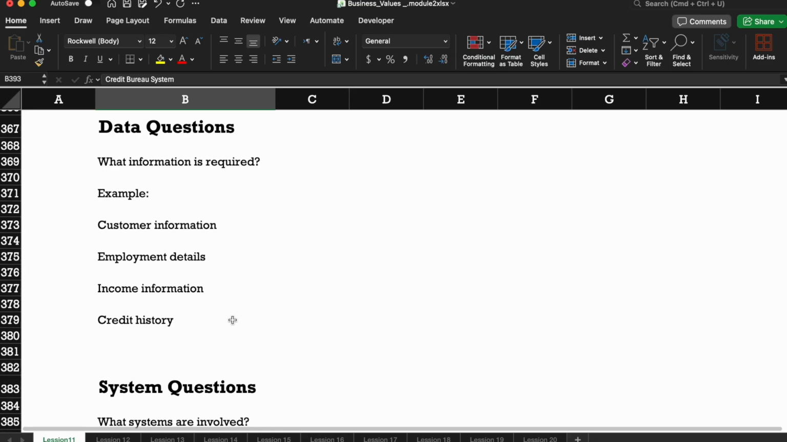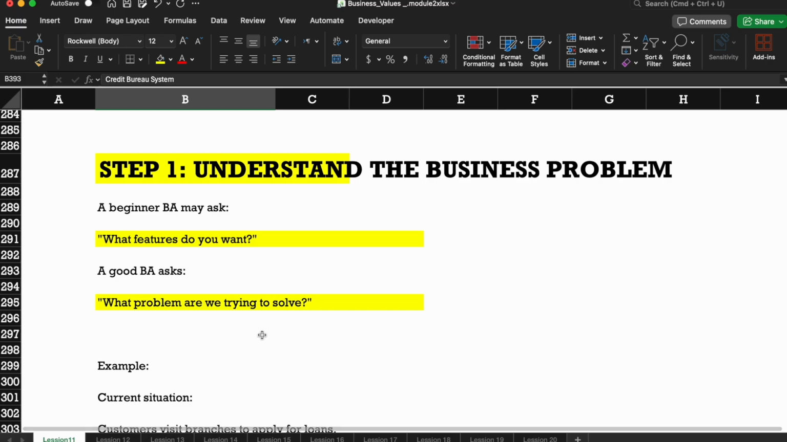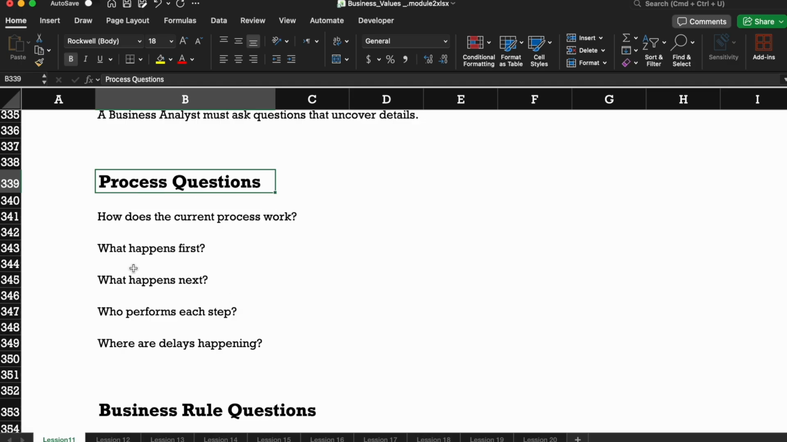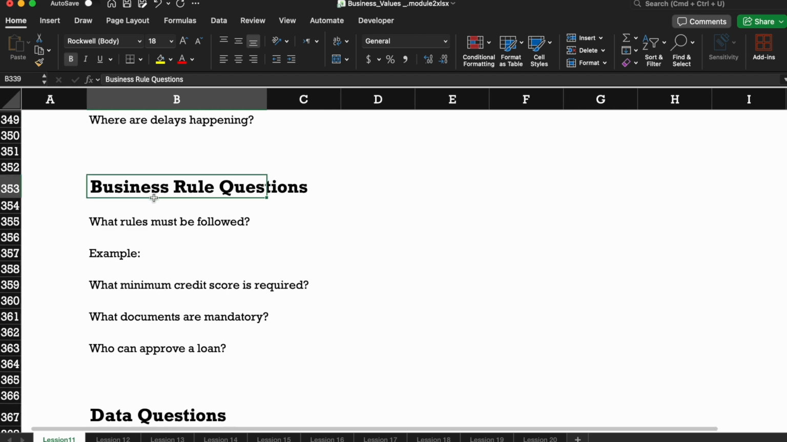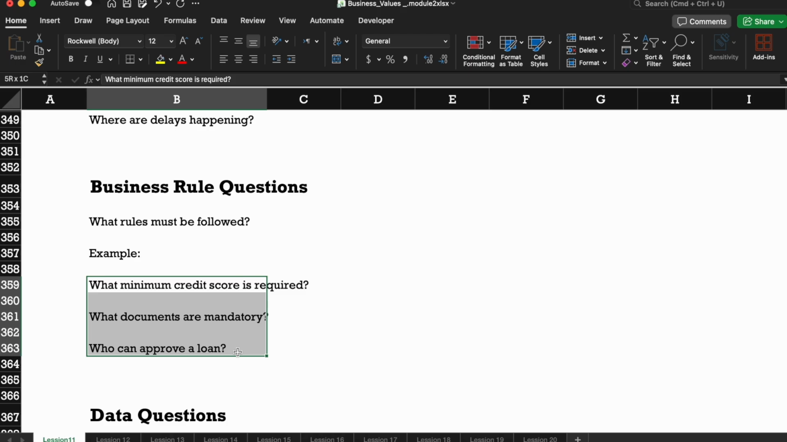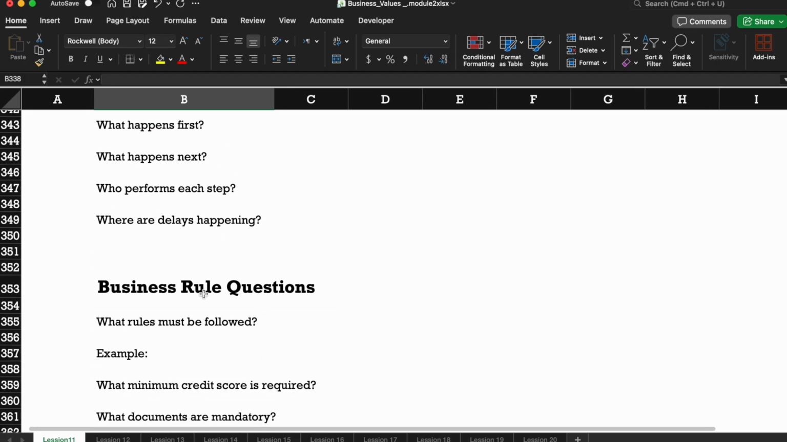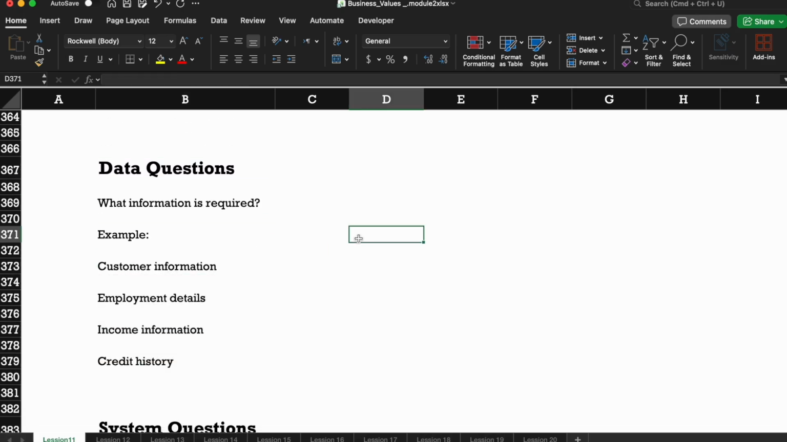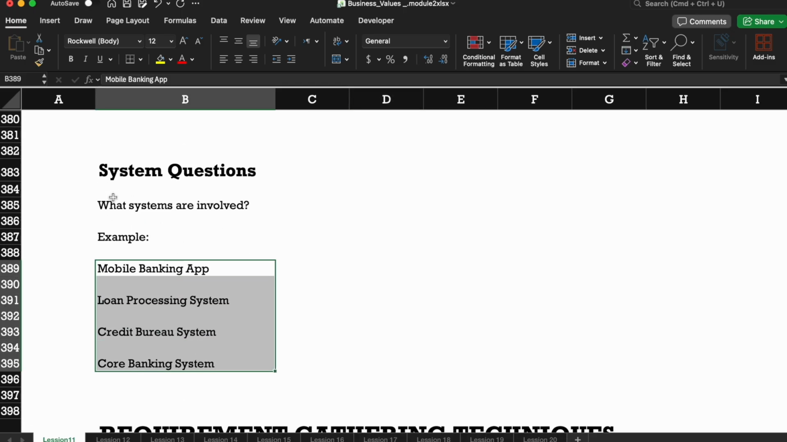Okay, so again I'll repeat, you cannot memorize everything, so that's why it's documented. I can share this document, but you can have a template, right? So for process questions, you can have a category: what will happen, the first step, second step, what happens last. And business rule questions: whatever business rules you ask, you can have a section so that you will not forget. Then data questions: what information will we collect from the customer? System questions: what systems or components are involved? If you don't know fully, that's okay.